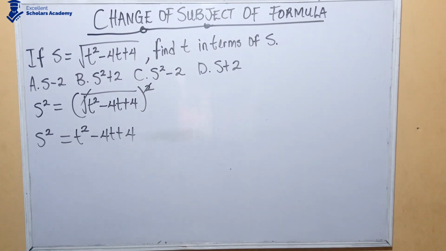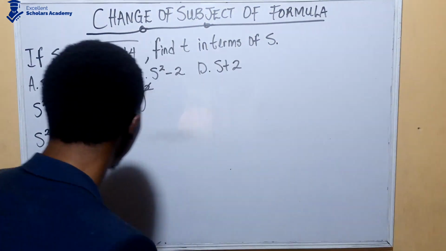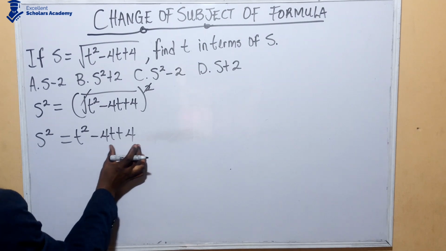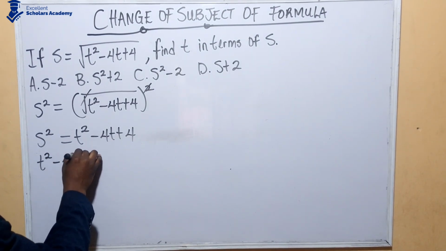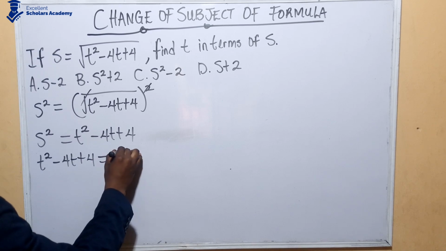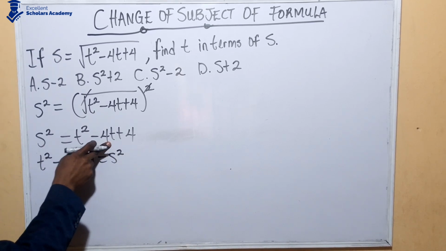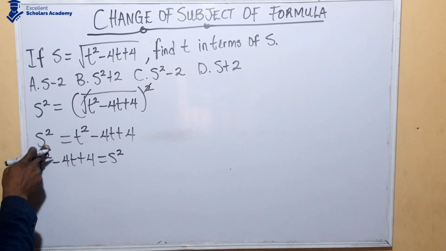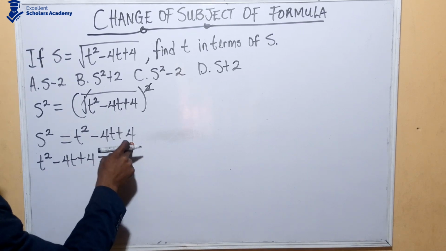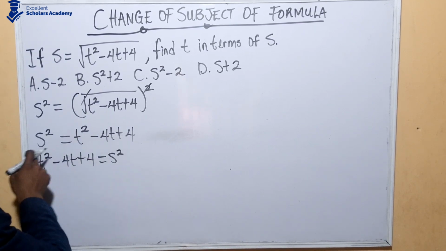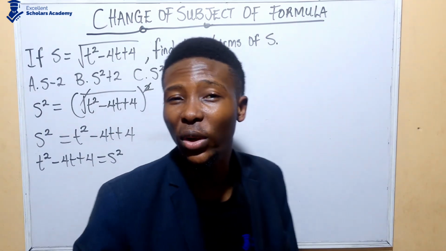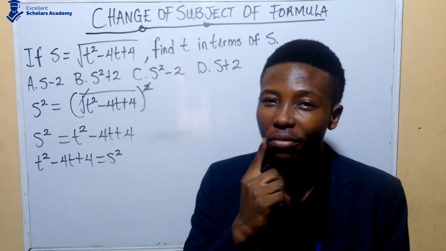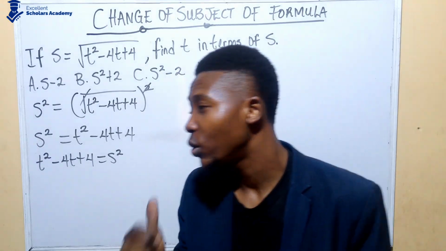Now, watch. If s squared is equal to t squared minus 4t plus 4, then t squared minus 4t plus 4 is also equal to s squared. That means if the left hand side is equal to the right hand side, the right hand side is also equal to the left hand side. Of course, this is going to lead us to a quadratic equation.